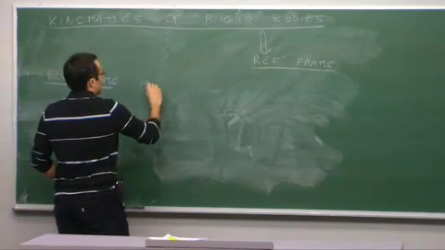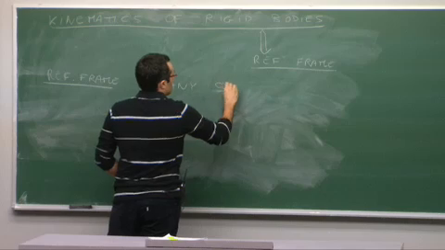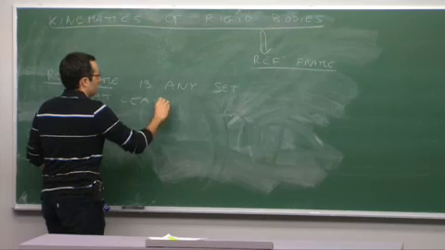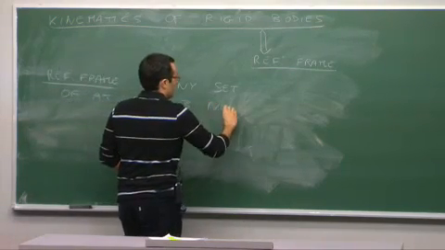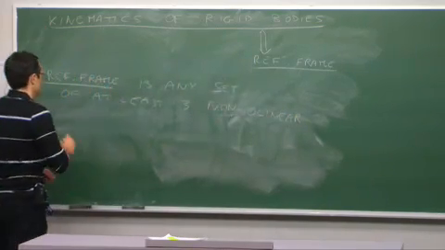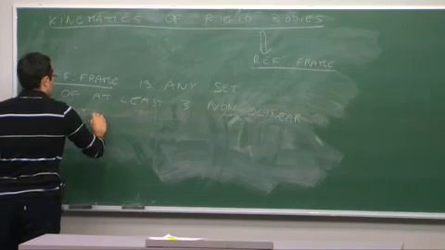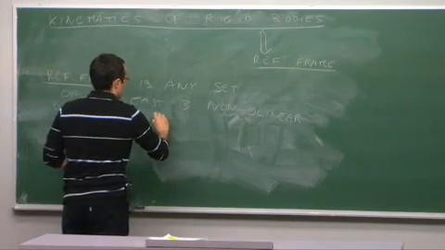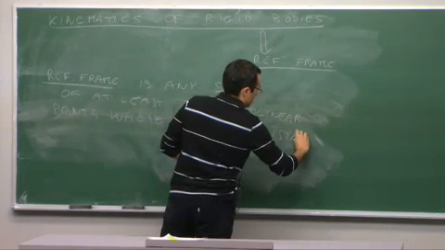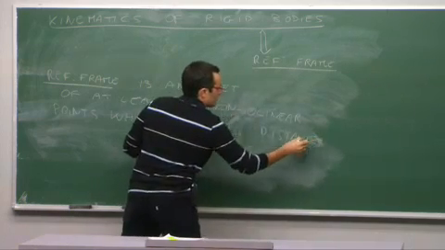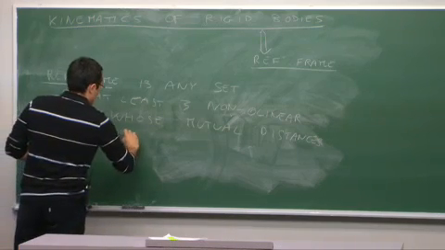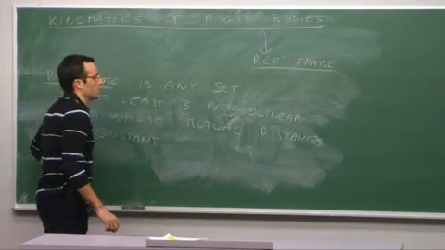These points are any set of at least 3 non-collinear points whose mutual distances are constant, right? And that is good enough for a rigid body as well.